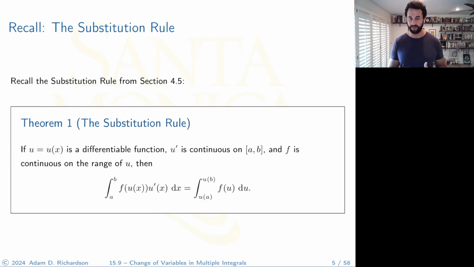This is from section 4.5. This is the substitution rule. So just a review, this is what it says. If u of x is a differentiable function and u prime is continuous on the interval a to b, and f is continuous on the range of u, then you can perform this substitution and convert your integral into an integral with respect to u. So this is just the substitution rule.